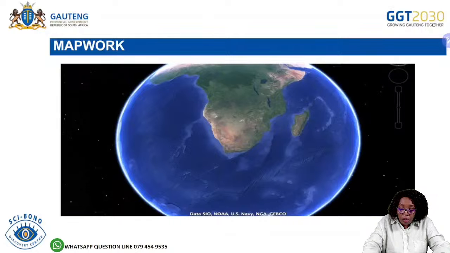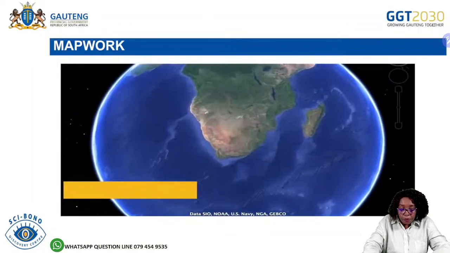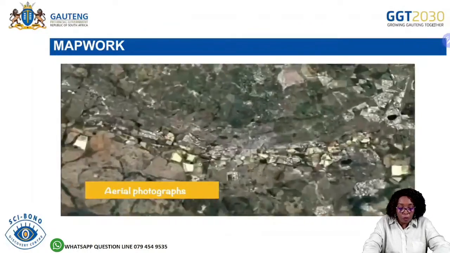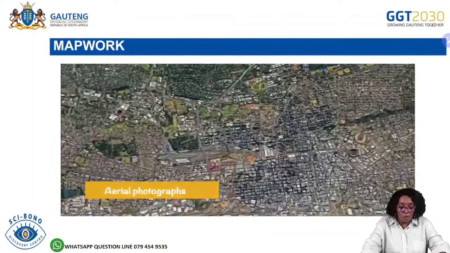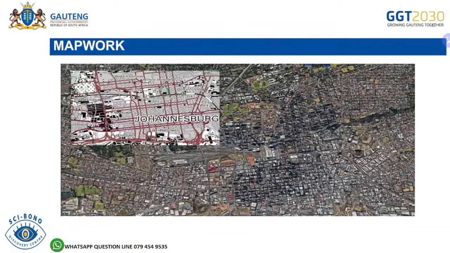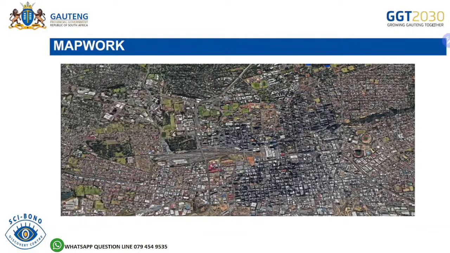Right, there is a video that I want you to listen to, and that will bring us to the end of our lesson. So let's now go towards Johannesburg, and let's look at a vertical aerial photograph of Johannesburg. So here what we're seeing is Johannesburg as seen from above. And notice now in the insert map what Johannesburg looks like on the topographic map, and let's compare it to what we see on the aerial photograph.